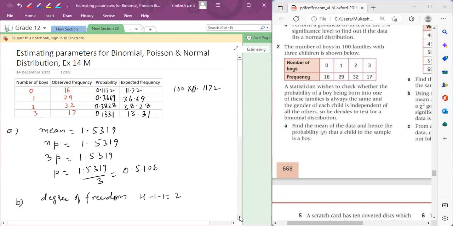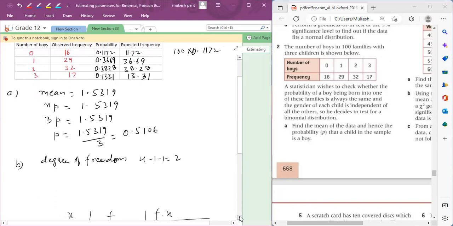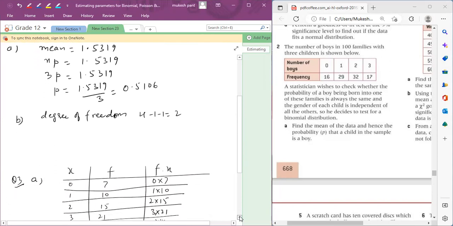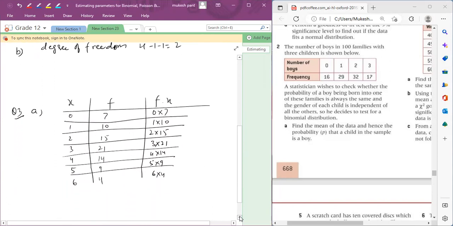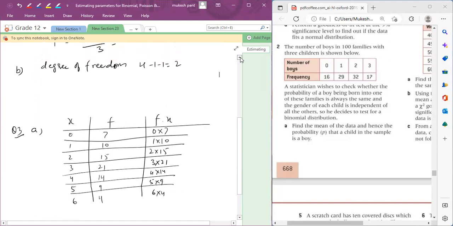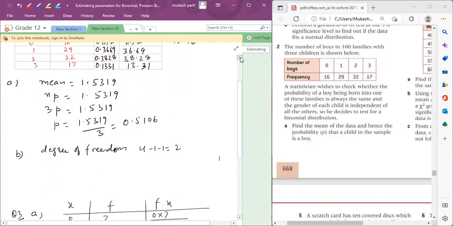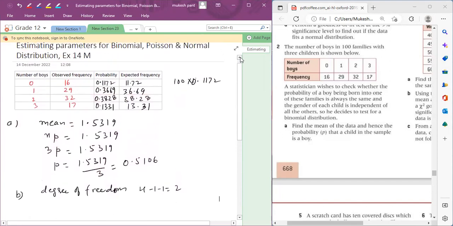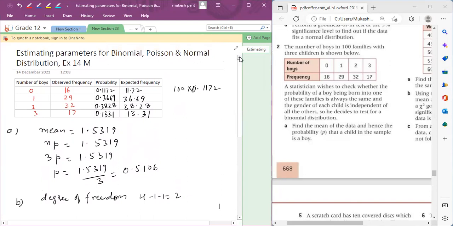Now, as you can see here, I'm showing you how to find the mean. This is the manual method, for question number 3. Once we get the mean, and then the probability P, we perform a test, binomial distribution, and then we find the probability. So I will show you this thing.